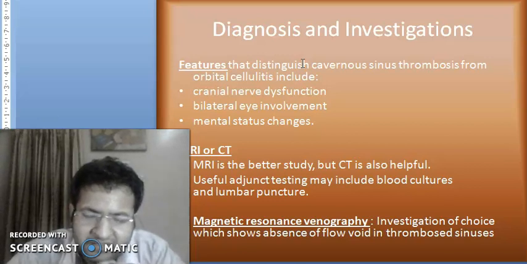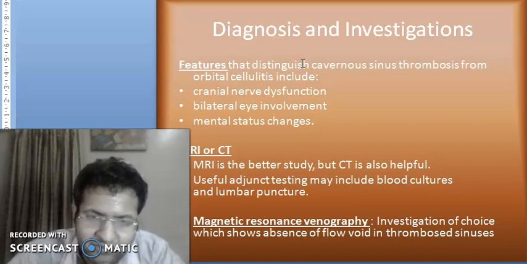The features that distinguish cavernous sinus thrombosis from orbital cellulitis include cranial nerve dysfunction, which is relatively rarely seen in orbital cellulitis. There will be bilateral eye involvement and mental status changes.